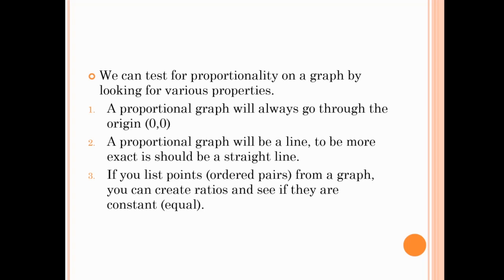Now, the second point we have: a proportional graph will be a line. To be more exact, it should be a straight line. So we are not allowed to have any curves or anything that's not straight in our graph. If that's the case, then we're dealing with a non-proportional graph.